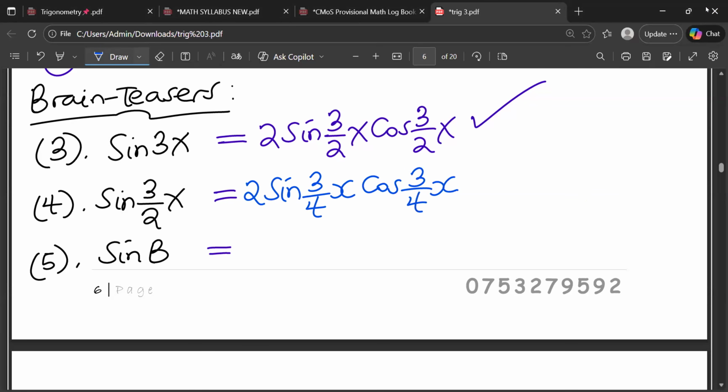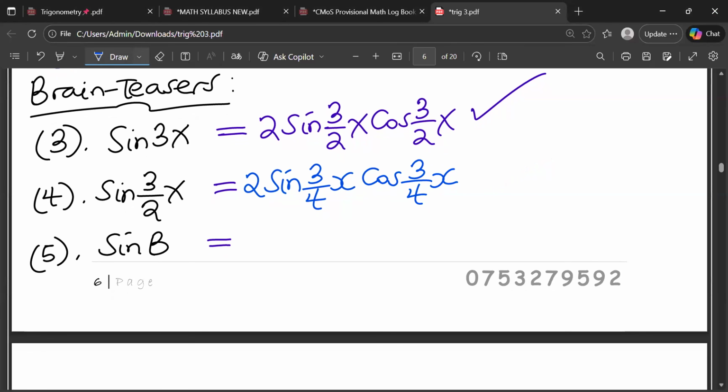Where is Danger? My best friend for today. There we are going to write 2 sine a half b, very good. Or b over 2. So then cos a half b. Half b, thank you so much.